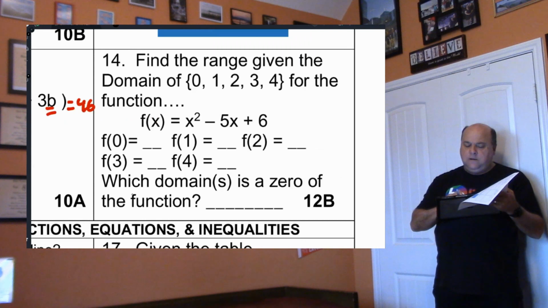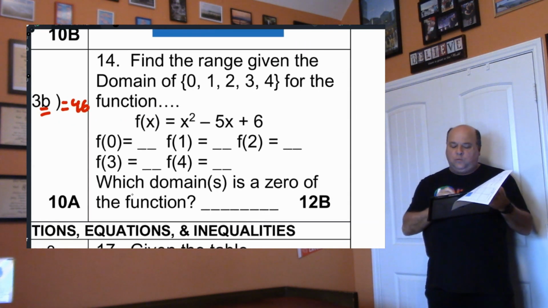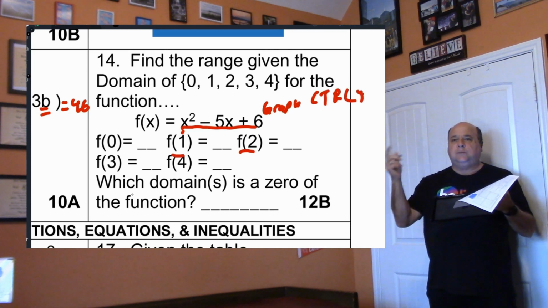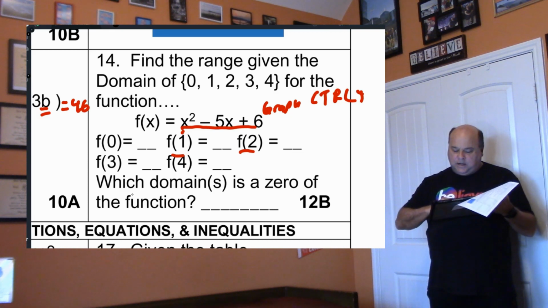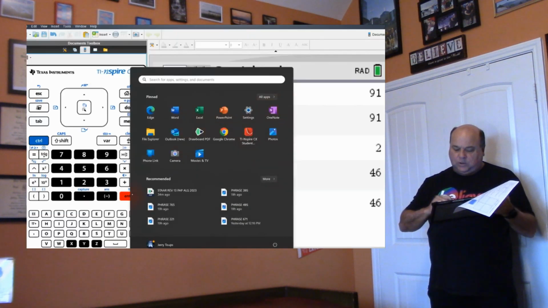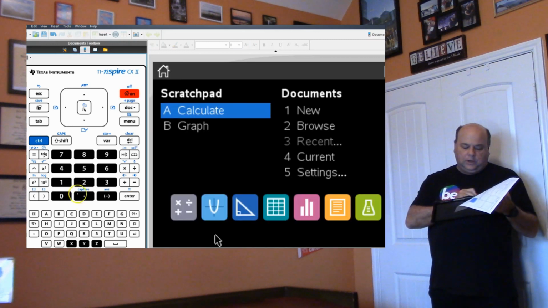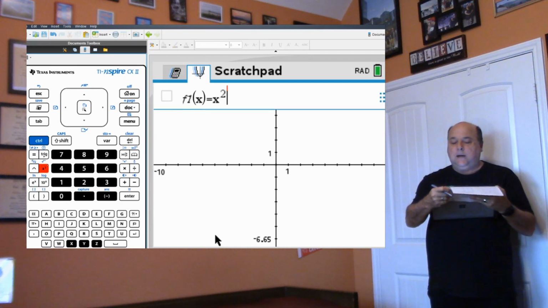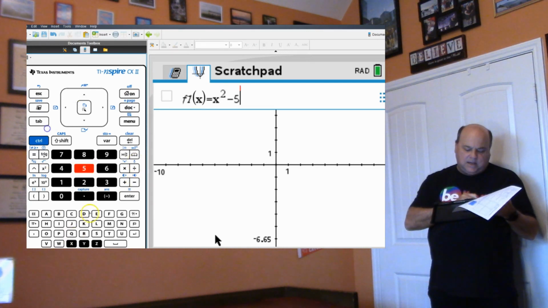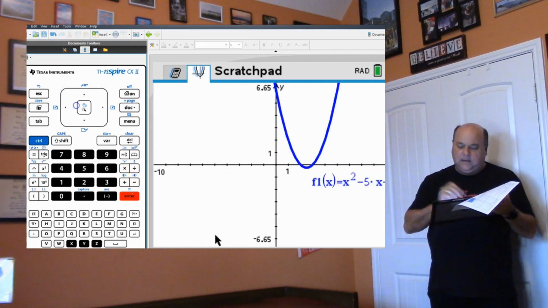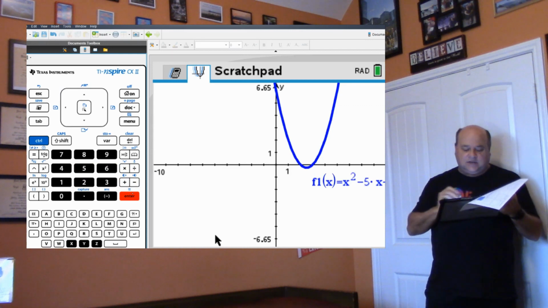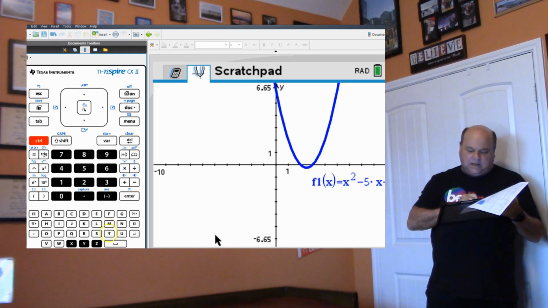Now then, let's go to 14. Okay, on 14, we're going to graph this and then hit Control T. Anytime you see one of these, you can get the answer by graphing and hitting Control T. So we need to graph x squared minus 5x plus 6. So we're going to go to the calculator, hit home, go to graph, and then graph x squared minus 5x plus 6. Then hit enter. This is a quadratic. It's a curve, and it crosses the x-axis twice. Hit Control T, and that's going to give you your answers.